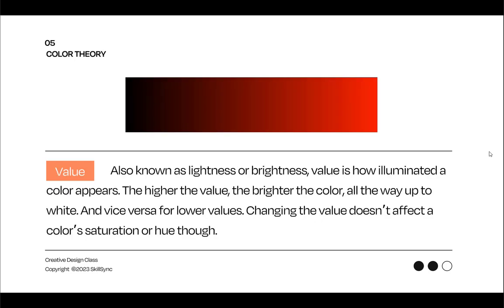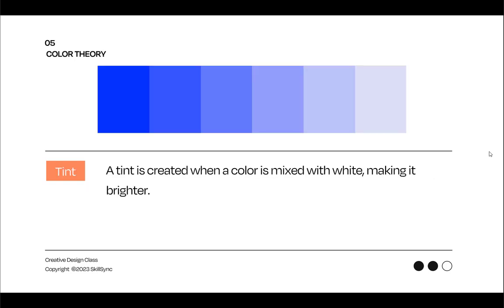We have value, also known as lightness or brightness. Value is how illuminated a color appears. The higher the value, the brighter the color, all the way up to white, and vice versa for lower values. Changing the value doesn't affect a color's saturation or hue, though.